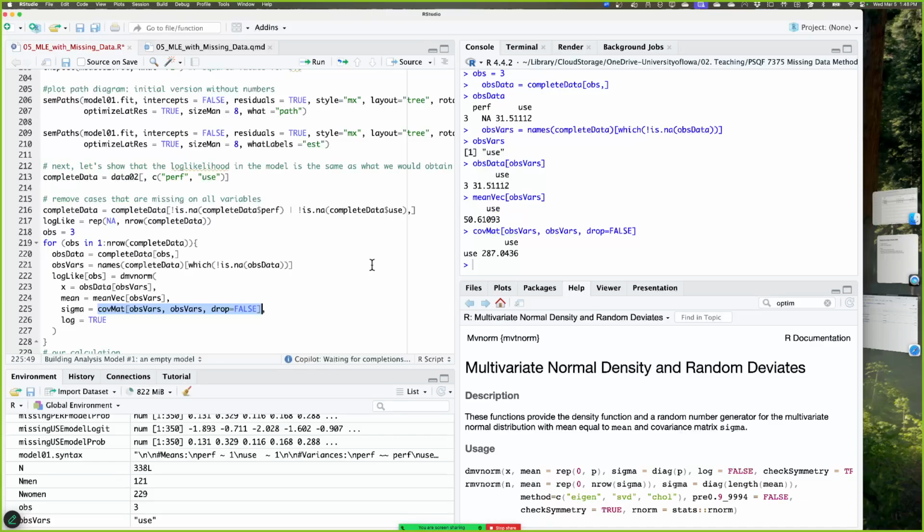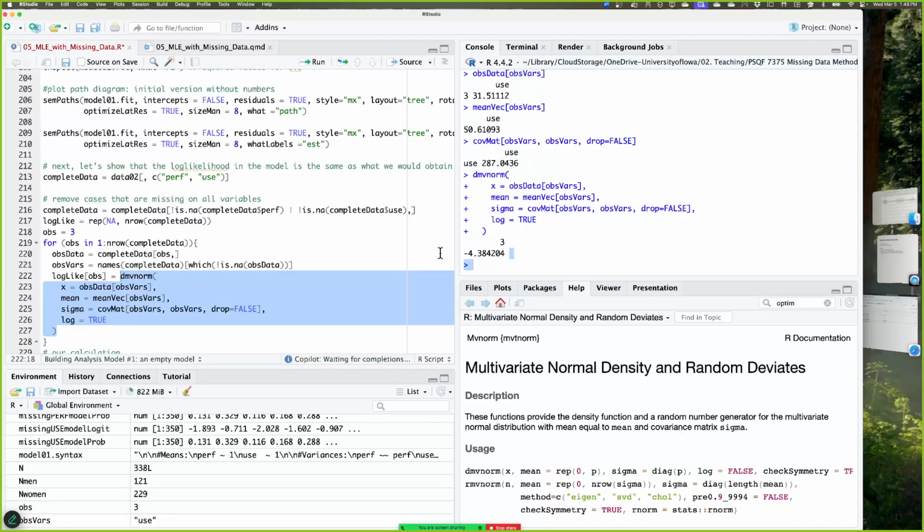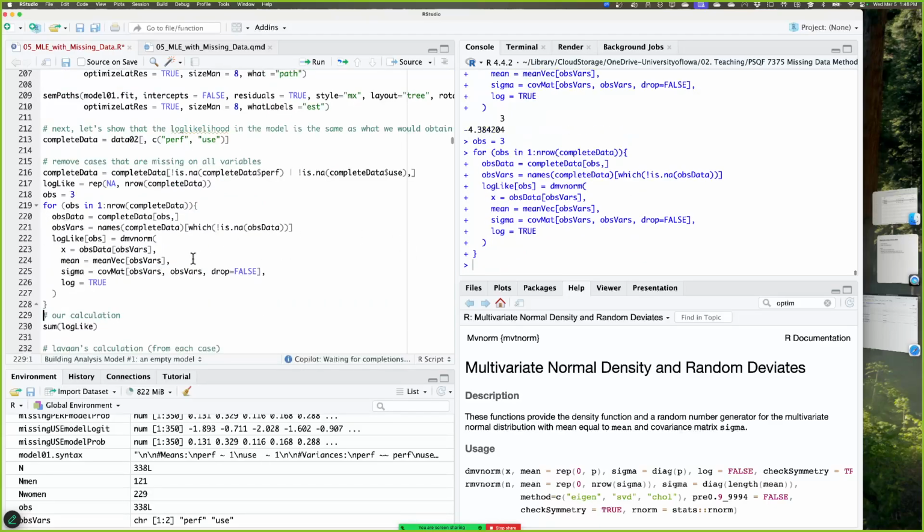There's really a univariate normal here. And in that case, I can still use the functions as I did before, and it's going to give me a value of negative 4.38. And that's the part of maximum likelihood I really wanted to get expressed to you.